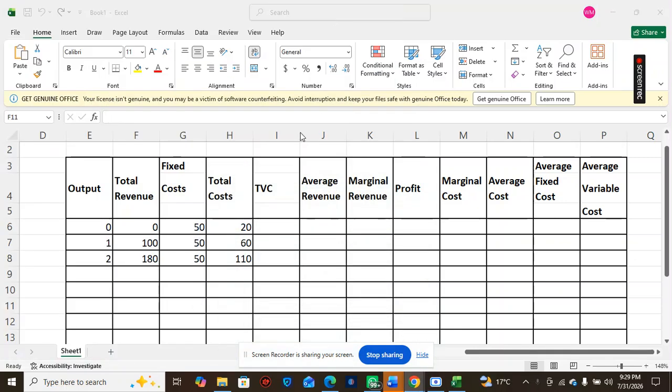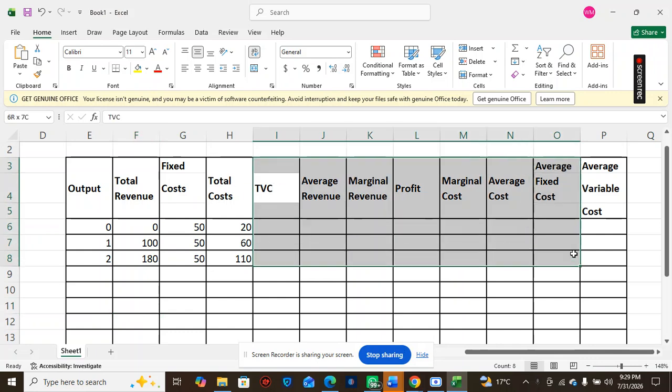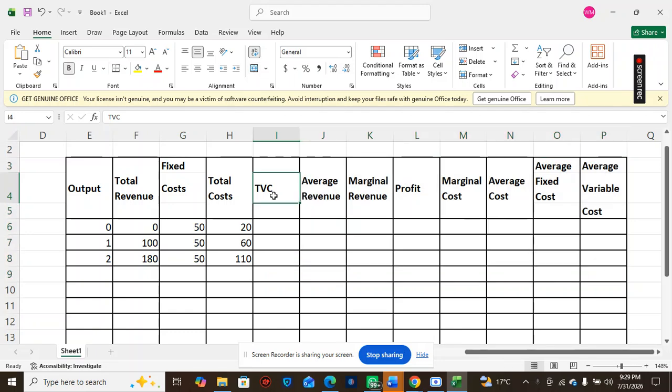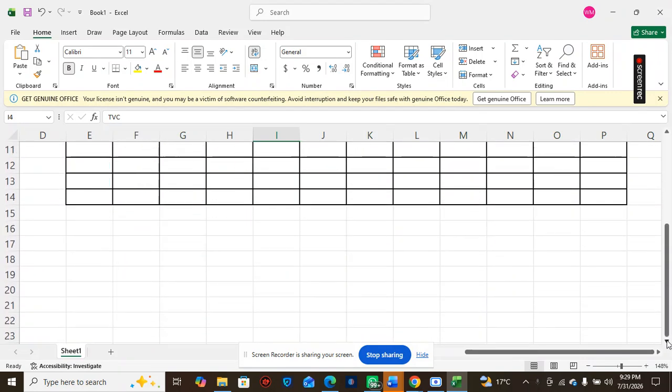So we have this question here. We've been given our total revenue, our fixed costs, our total costs, and we need to find these here. First thing, we need to find our total variable costs. So the first equation you need to jot down is equation one.